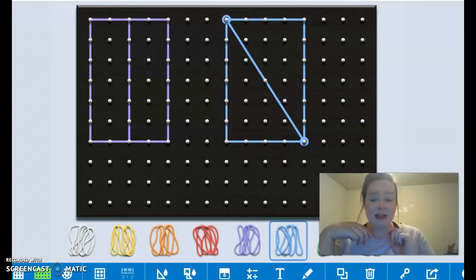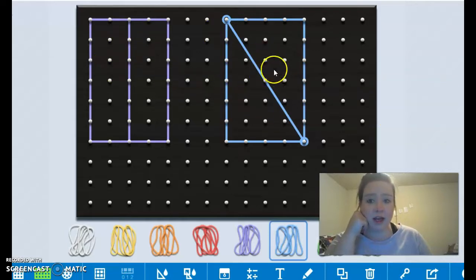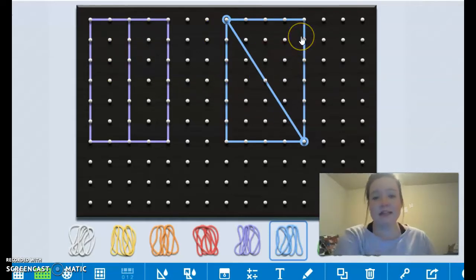Now, the second step is, do they both have the same number of pieces? Yes, they do. 1, 2, 1, 2. They both have the same number of pieces. Something I didn't say in the last one was, is each piece on each shape equivalent? These 2 are the same size, and these 2 are the same size.